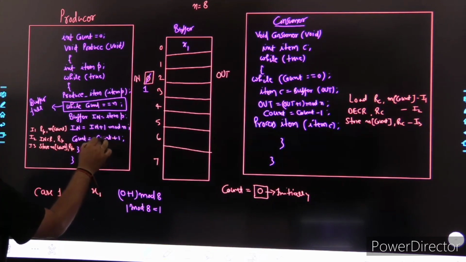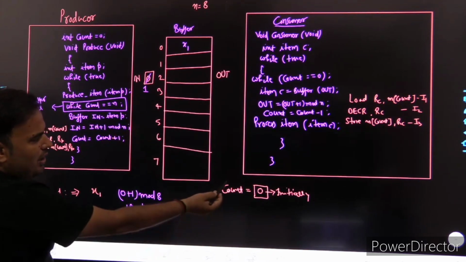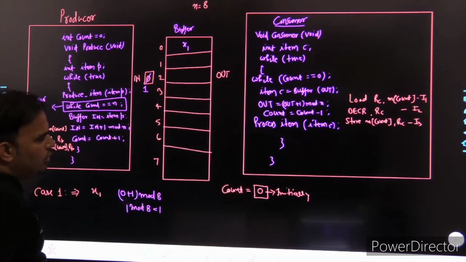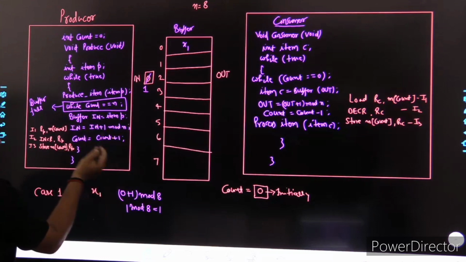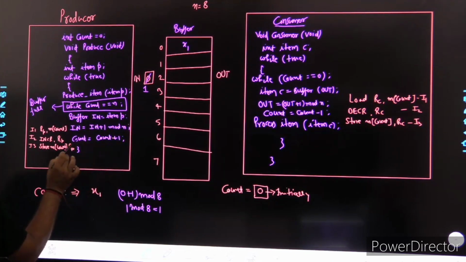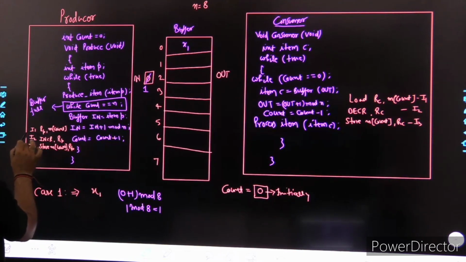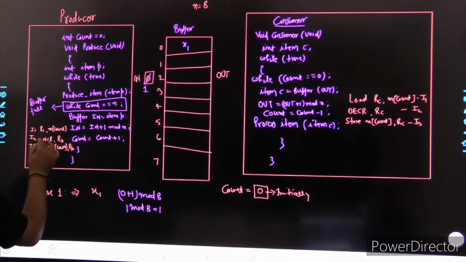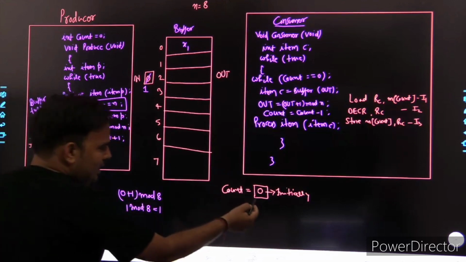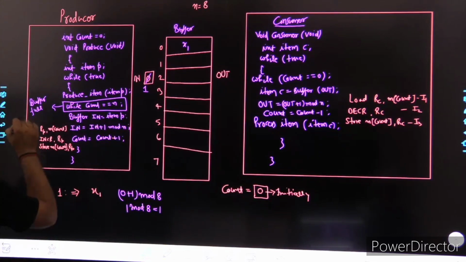Count equal to count plus 1. Initially count is 0. Now in the buffer we have one item, so we need to increment. Now count equals count plus 1. To execute this instruction in assembly language, we need to execute 3 instructions. The first instruction uses a producer register RP, in which we put the value of m count. Initially we have 0 in m count. I hope you understand.